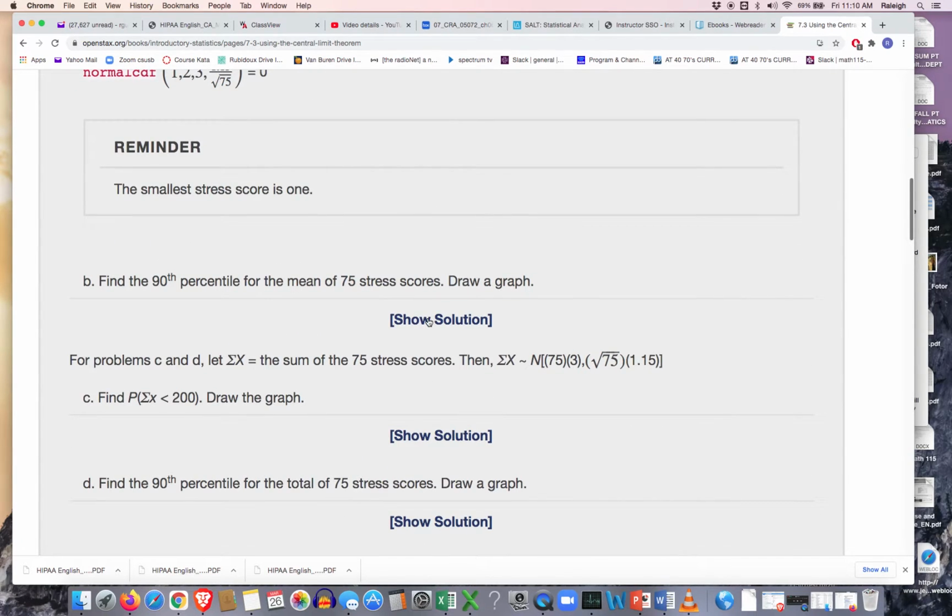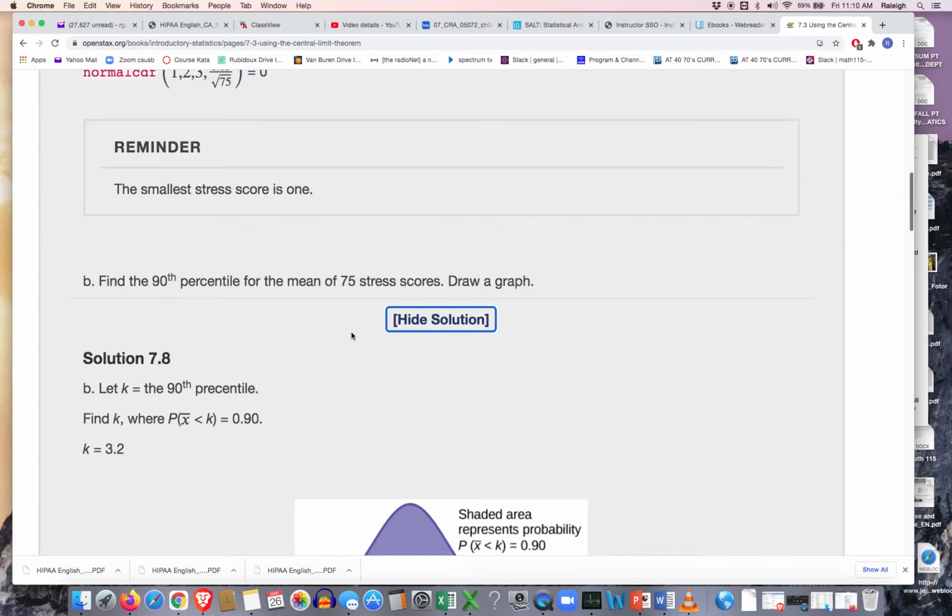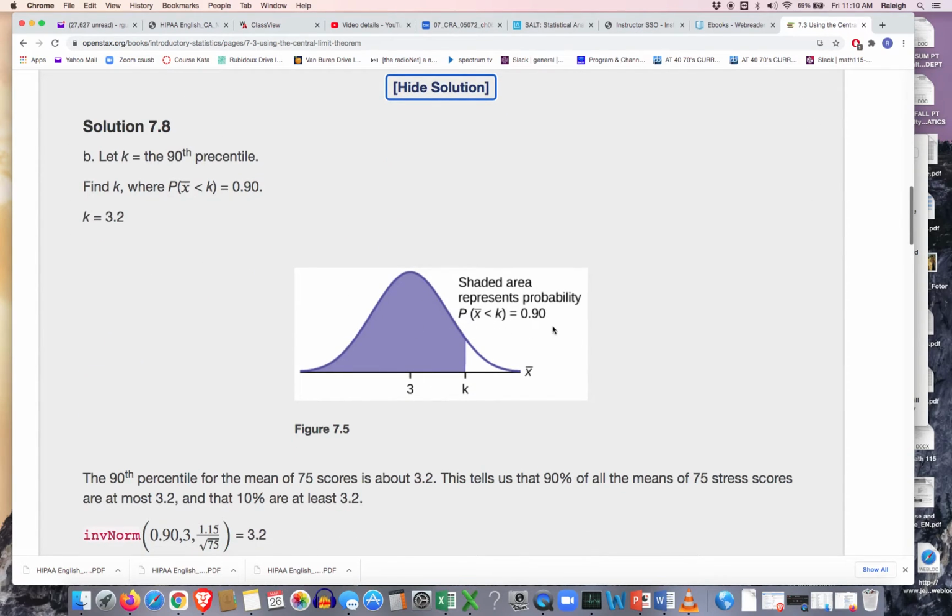Okay, what's the 90th percentile? The one that separates the bottom 90 from the upper 10. Nice picture here. I like the pictures. So we'd like to find k, where the probability of x less than k is 90%. There's a formula that they're going to mention pretty soon. I'll just give it to you now. By reworking the z formula, where z equals x minus mu over sigma over square root of n, you can then solve for x. It works out to be x equals mu plus z times sigma. Mu plus z times sigma.